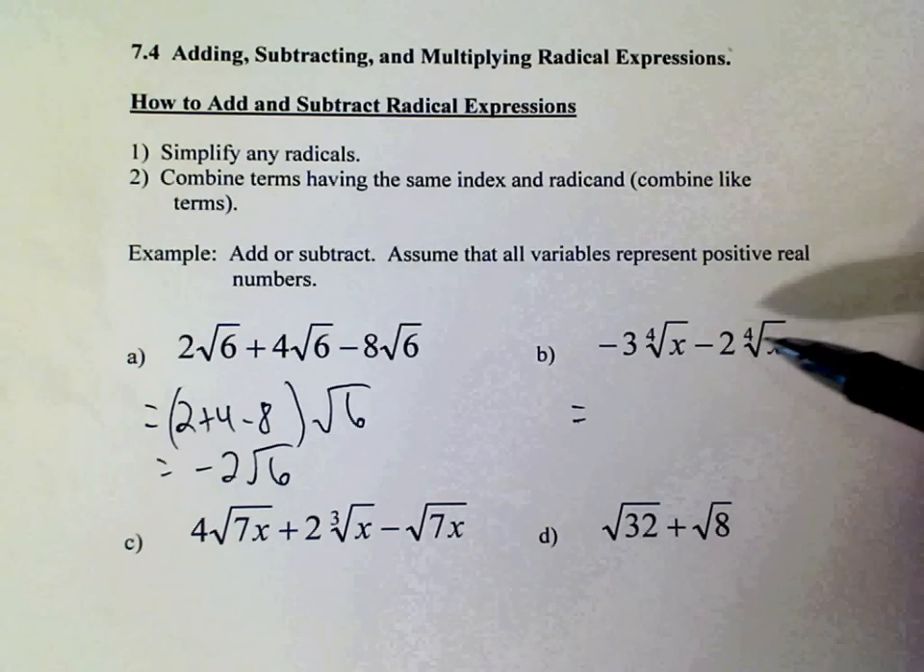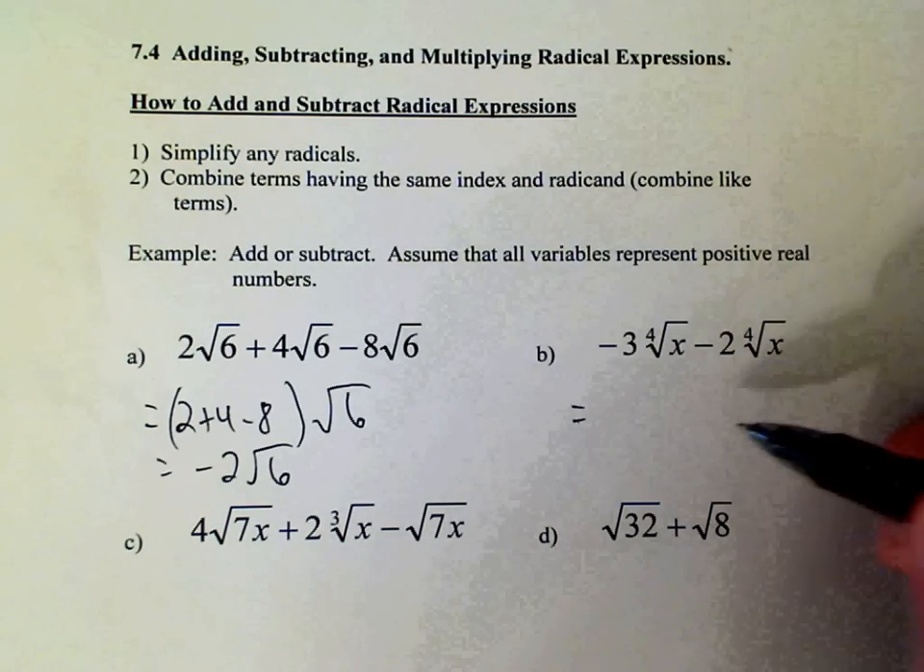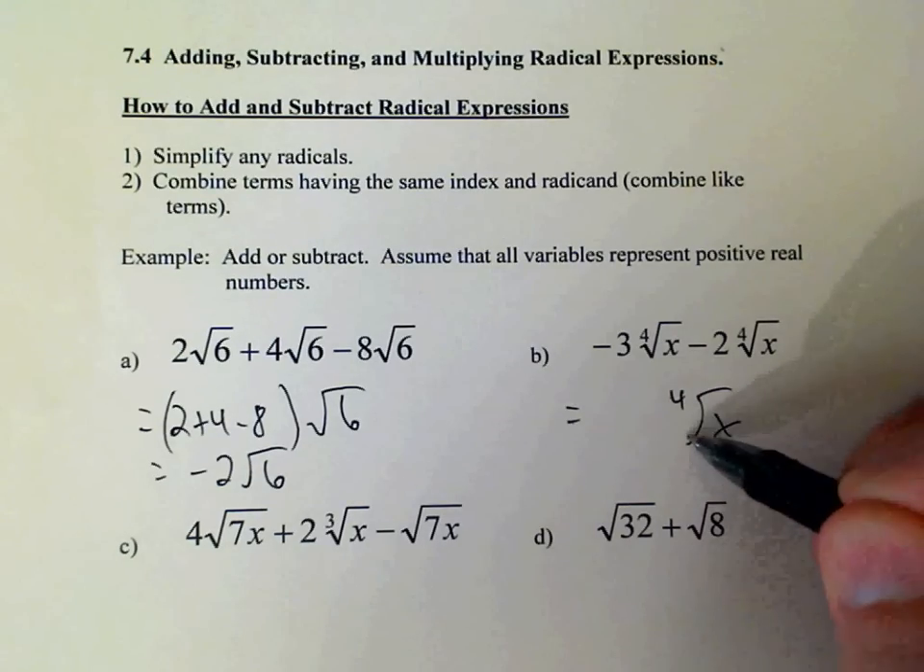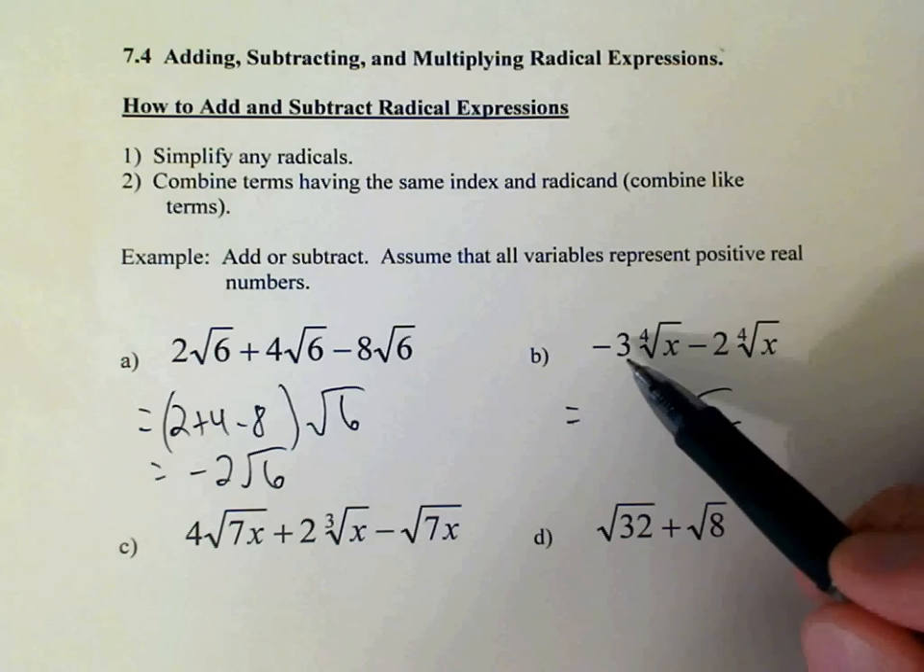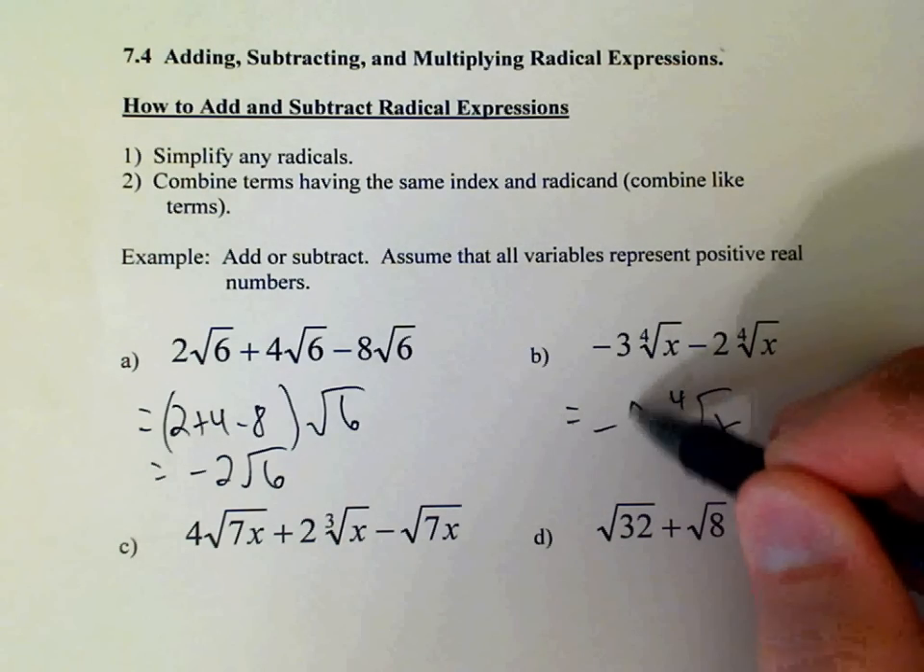B part. Notice they both have 4th root of x. So we're going to keep that 4th root of x as it is. We're going to combine the numbers in front. Negative 3 minus 2 is negative 5. We're done.